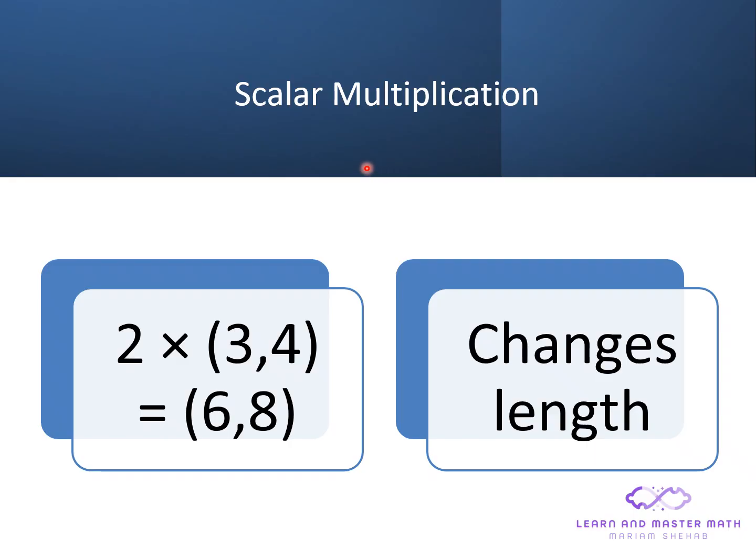Also, here you can multiply a vector by a scalar. If, let's say, we have 2 times (3, 4), you multiply each component by 2. So you get (6, 8). And sure, the length of the vector here will be doubled.